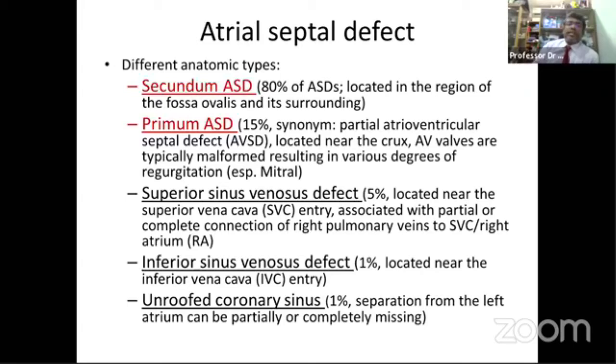The superior sinus venosus type may be 5%, and the inferior sinus venosus type is 1%. The inferior type is located near the inferior vena cava, and the superior sinus venosus type is located near the superior vena cava, that is where the superior vena cava drains. And there may be the unroofed coronary sinus type, around 1%, where the coronary sinus is separated from the left atrium and can be partially or completely missing. So these are the different types of atrial septal defect.